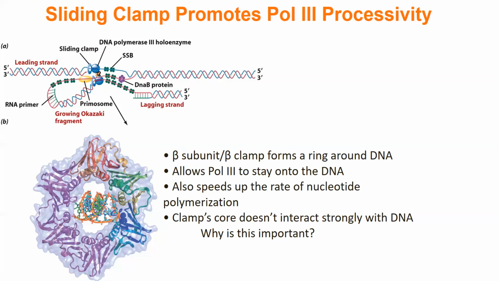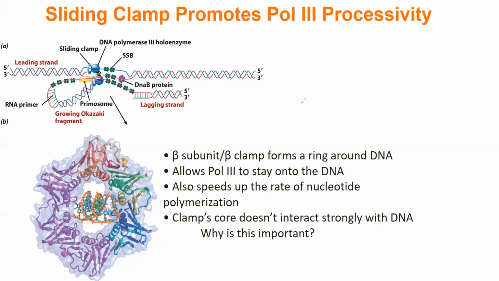Now, when we look at this, even though DNA is going through our beta clamp, we actually see that the beta clamp doesn't really interact with the DNA. Why is that important that our beta clamp doesn't interact with the DNA?